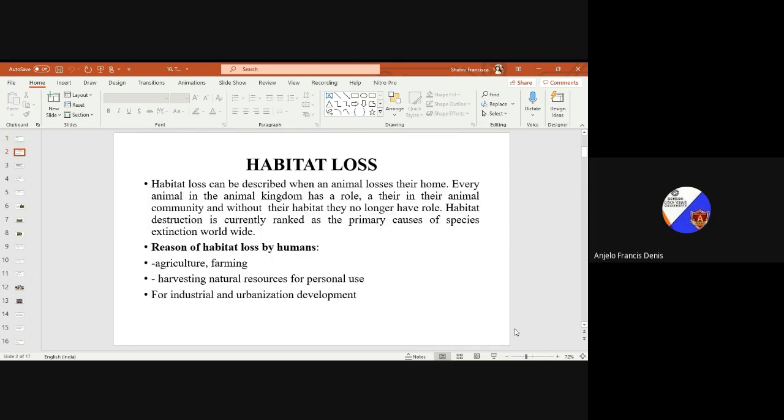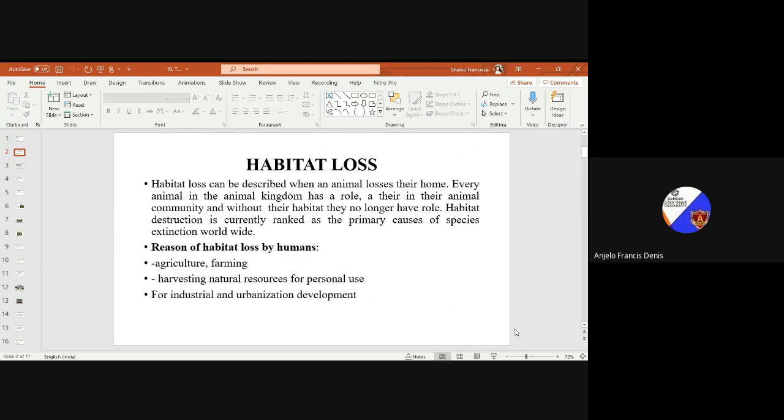The first one is habitat loss. Habitat loss can be described as when an animal loses their home. Every animal in the animal kingdom has an important role in their animal community, and without their habitat, they no longer have a role. Habitat destruction is currently ranked as the primary cause of species extinction worldwide.